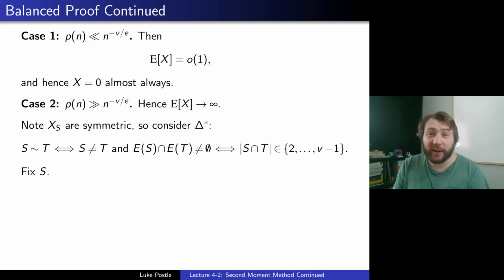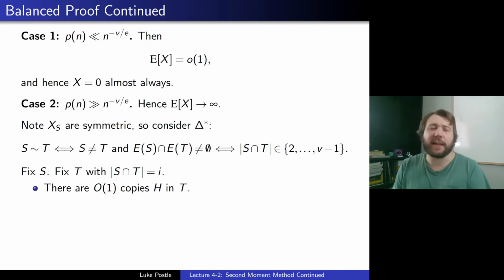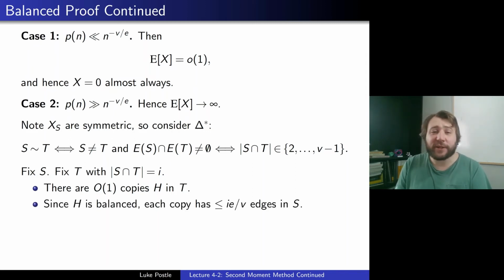And now we're going to fix S, of course, to calculate the conditional probabilities for these T. We'll fix a T, which has intersection i. This is where there's a bit of subtlety: there are O of 1 copies of H in T. So again, the number of copies of H, there isn't just one copy, there are a number, but again, that's up to some constant, some v factorial. And now for each copy, and here's the key part, since H is balanced, we know that the number of edges of that copy that live inside of S isn't denser than the original. So it's at most i e over v of the edges in S. Since there'll be i vertices there, the density can't be larger. So you can't have more than i e over v edges inside of S.